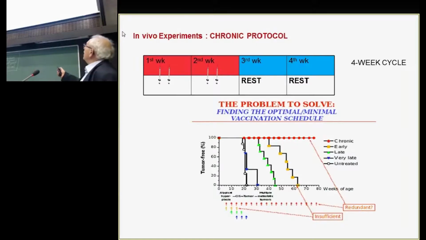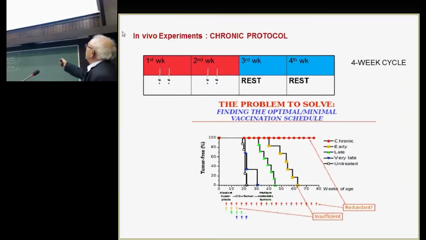But if they start early vaccination, at the beginning of 6 weeks of age, they have early vaccination, which is a cycle of vaccination repeated for a short time. Then there was no formation of cancer, but after a while, the carcinoma in situ shows up.